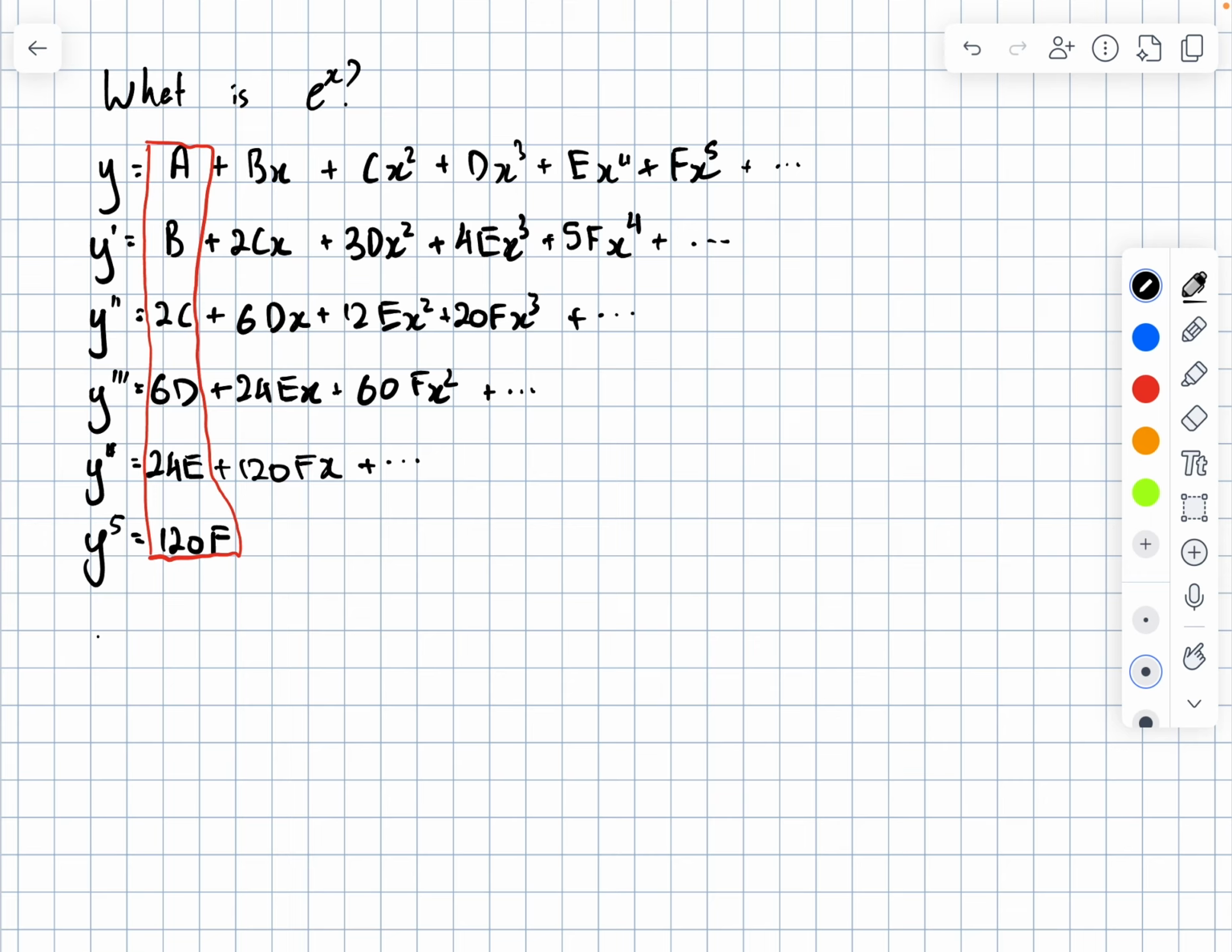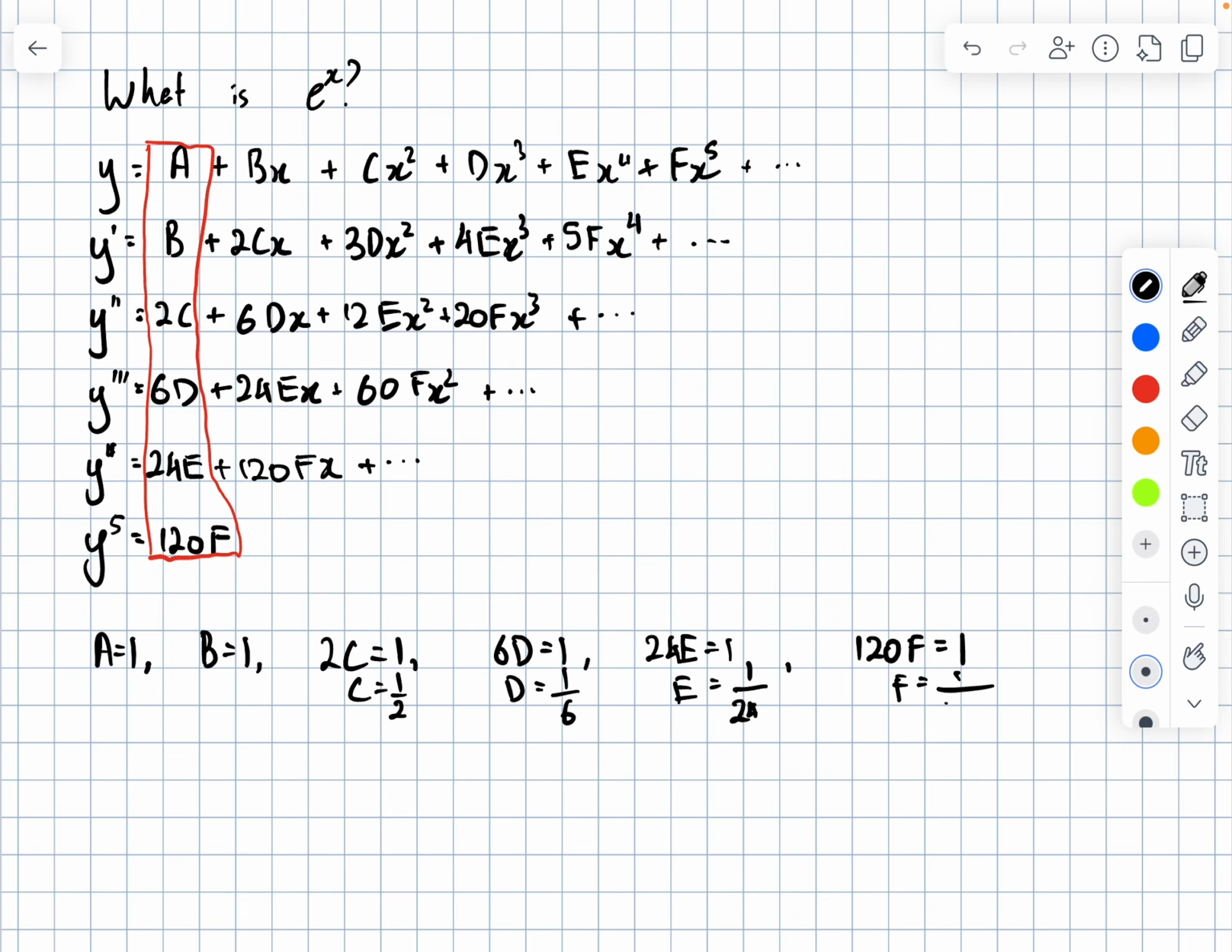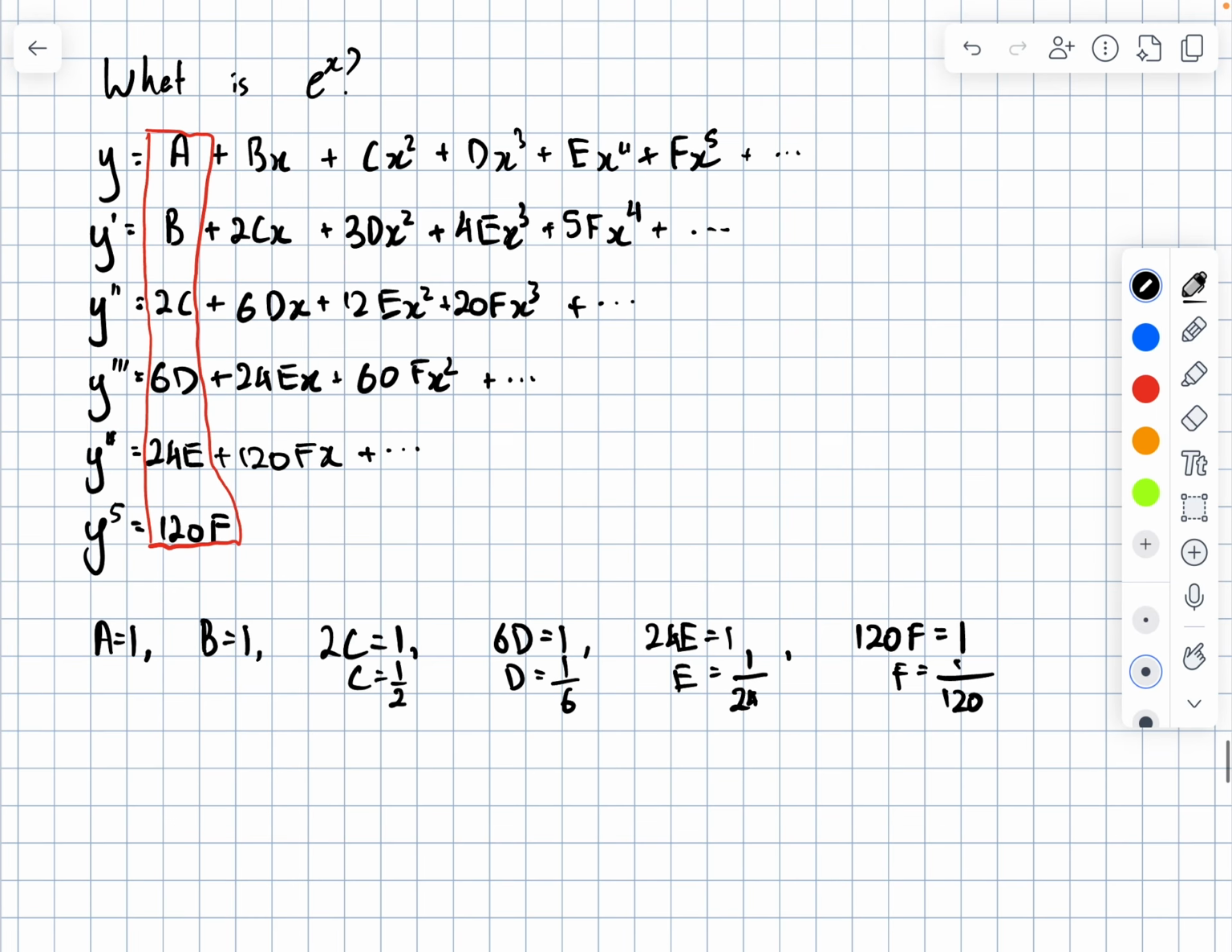So we started by going, well, what's the easiest number for a? Let's just make a 1. That means that b must also be equal to 1. That 2c must also be equal to 1, so c will be a half. That 6d is equal to 1, so d is a sixth. That 24e is equal to 1, so e is 1/24th. And that 120f must be equal to 1. f is 1/120th. Of course, this will keep going.